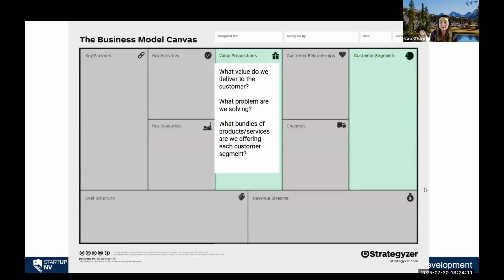There is a separate canvas that Strategyzer puts out there called the value proposition canvas. After you've done a few iterations of the business model canvas, I recommend looking at the value proposition canvas. That does a much deeper dive on your actual value proposition.